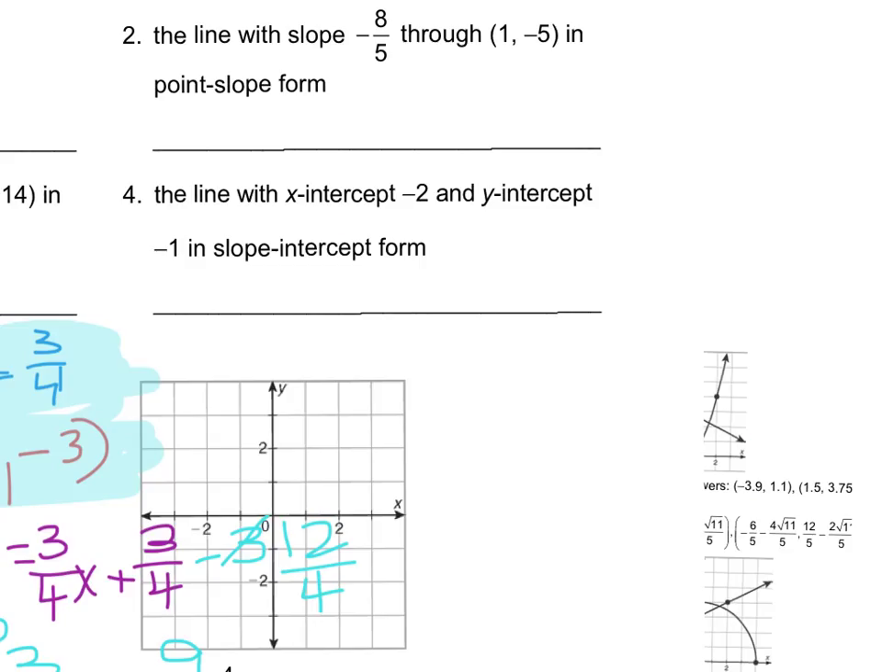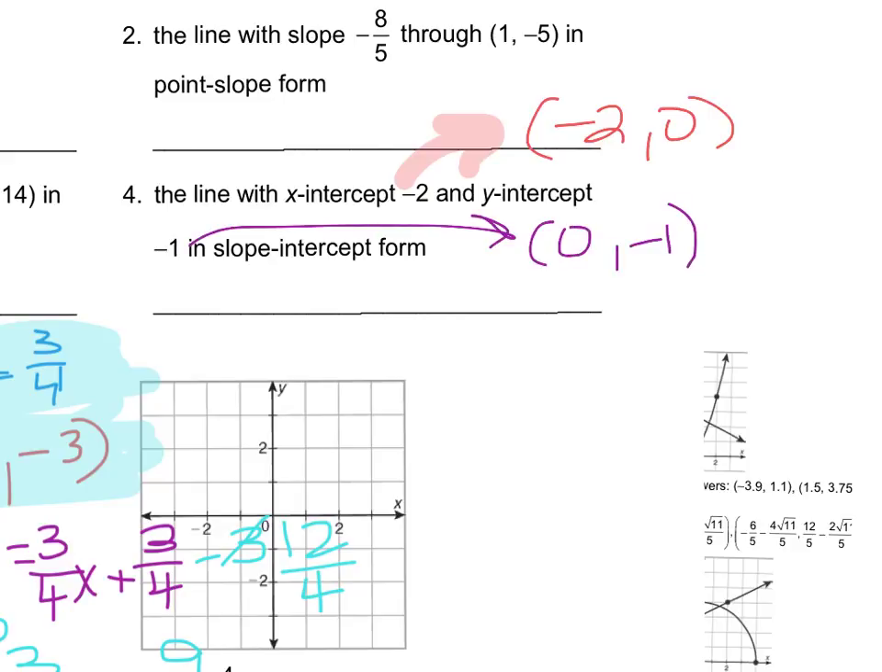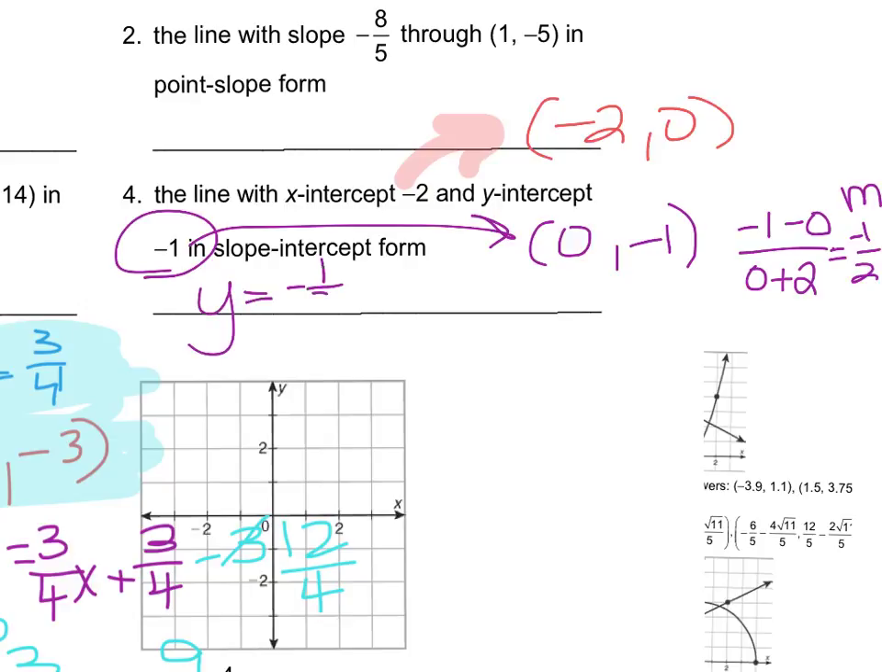So 4 says the line with x-intercept -2 and y-intercept -1. So we talked about how the x-intercept is the same thing as saying y is 0, right? So this would be (-2, 0). And the y-intercept is the same thing as saying the x is 0, so this would be (0, -1). And then you've got 2 points, which means you can find your slope doing y2 minus y1 over x2 minus x1. Or -1 - 0 over 0 - (-2) becomes +2, so -1/2. That's your slope. And then you already have your b. Your b is your y-intercept, which is -1. So I get y = -1/2x - 1.